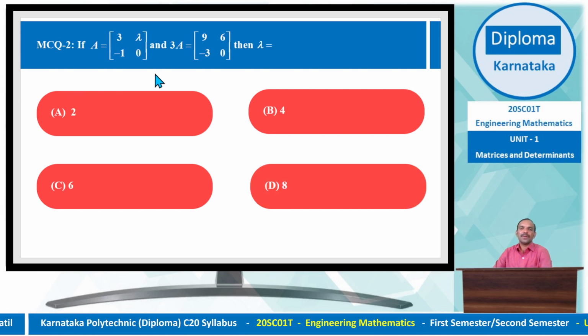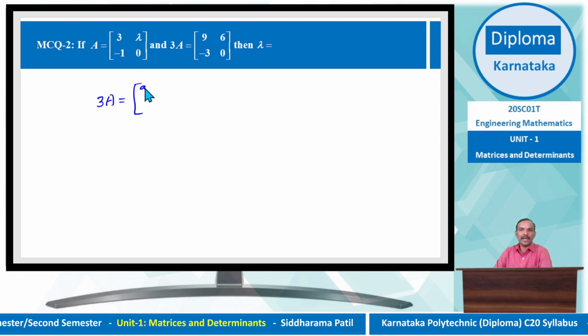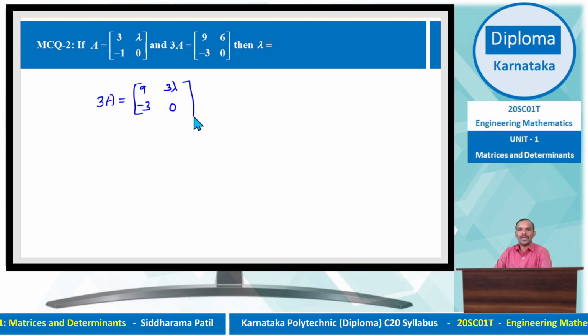Second question, if A equal to a matrix and 3A is given, then what is the value of lambda? Option A 2, option B 4, option C 6, option D 8. What is given? 3A. Here you can observe that 3A means 3 into A. Now 3A means 3 3s are 9, 3 lambda, 3 into minus 1 is minus 3, 3 into 0 is 0. It is according to A. But they have given 3A as a matrix.